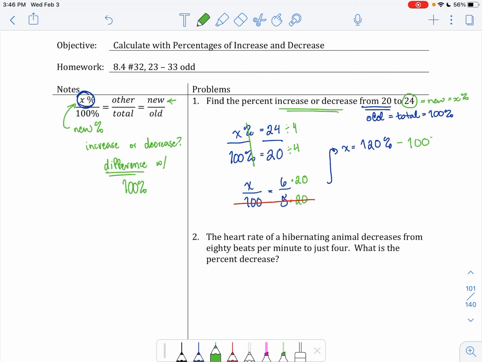Now remember, it's asking for the percent increase or decrease. So that means that I need to find the difference between that and 100. So I'm just going to subtract 100%, because that's what it means to have a difference. So it's 20%, and since it's positive 20%, that means that it is an increase. So going from 20 to 24 is a 20% increase.